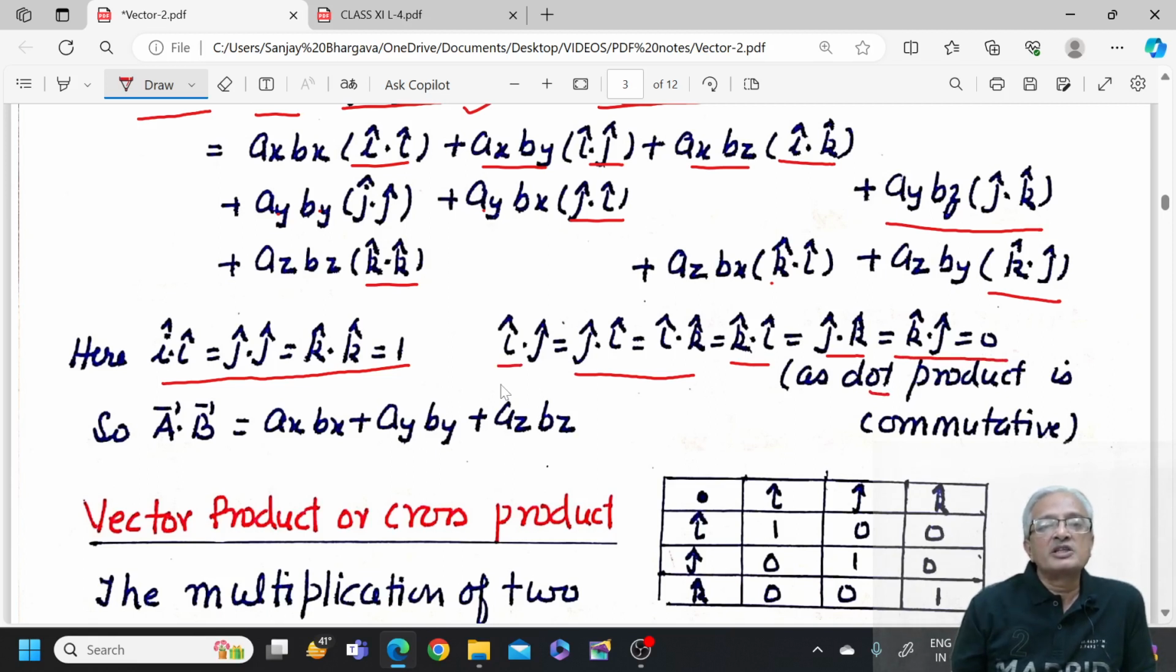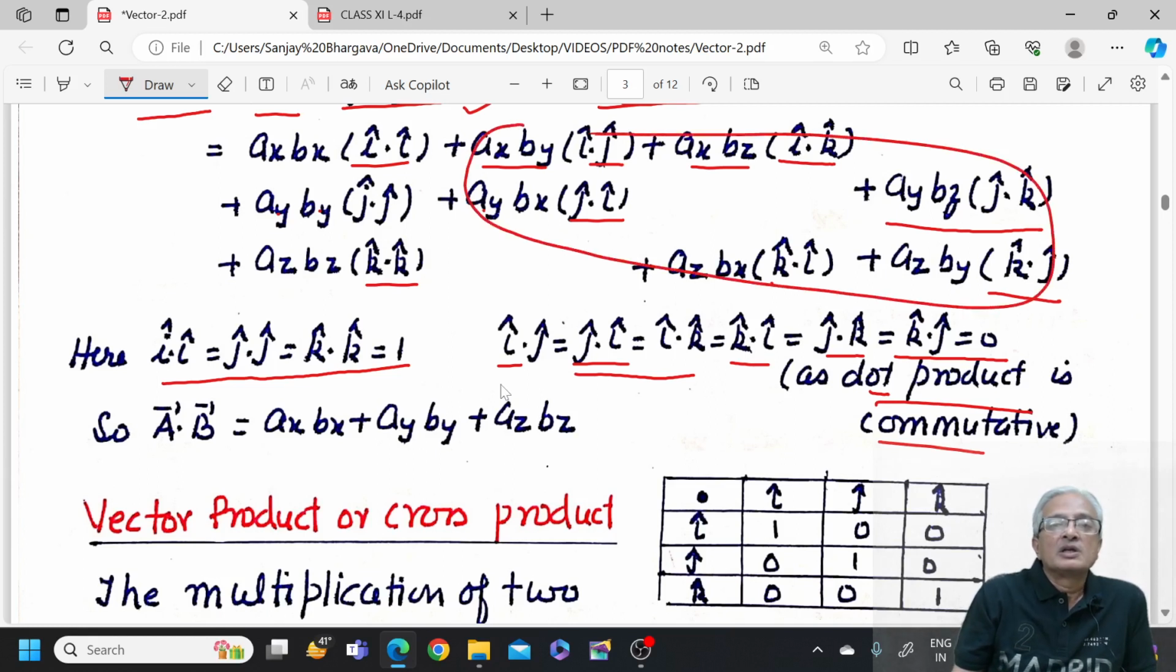Why are i dot j and j dot i equal? Because the dot product obeys the commutative law. So all these terms would be equal to 0. Only the three terms would exist here. So A dot B can be written as ax bx plus ay by plus az bz.